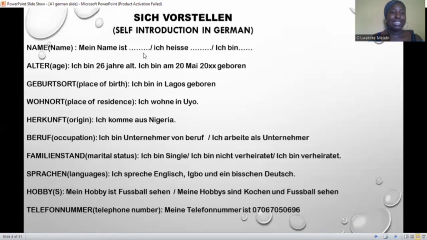Now the next one is Alter. Age. Now, I assume you haven't been taught the German numbers, so feel free to say the numbers in English. But when I teach you the German numbers, you'll be able to say your age using the German numbers. For example, this ought to be, ich bin 26 Jahre alt.